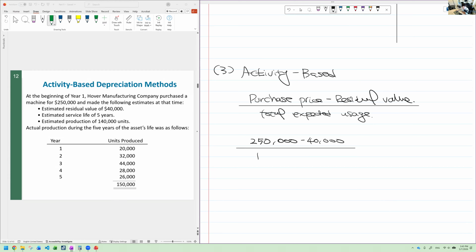Okay, so 140,000 units. Okay, so what does that mean? Let me do the math here.